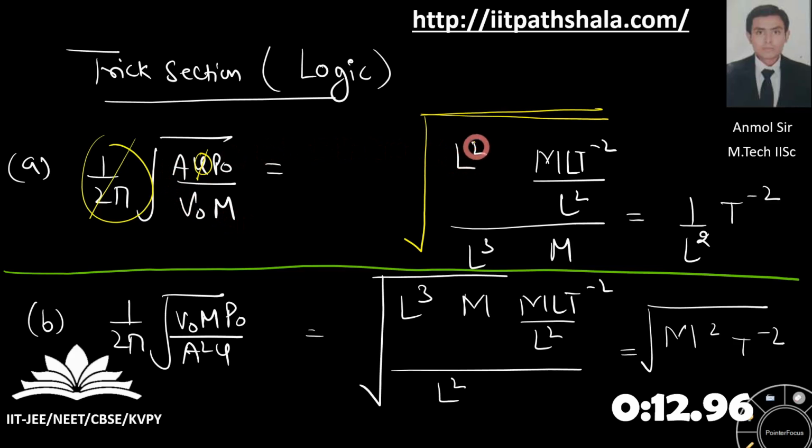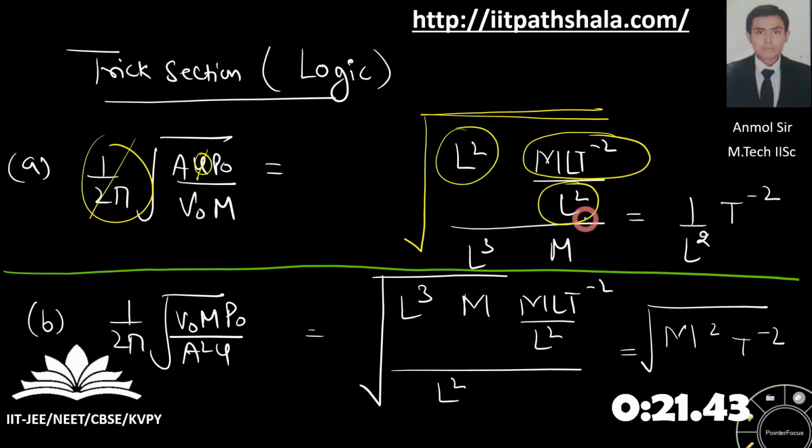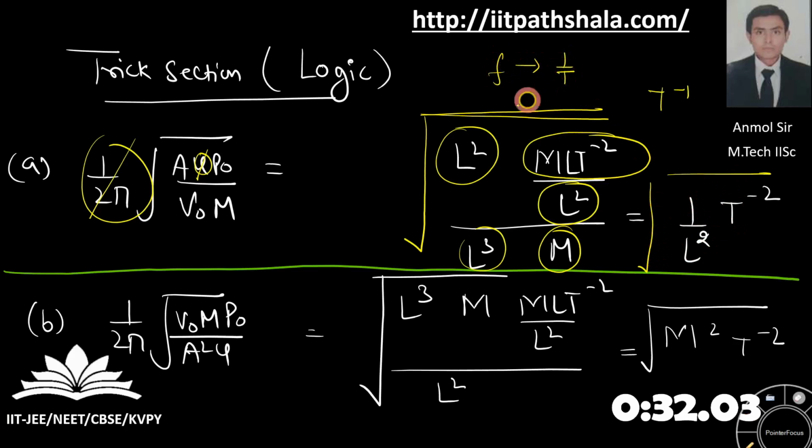Replace them by the equivalent dimensions. A is replaced by L square. P is nothing but force upon area. So force is having a dimension MLT^-2 upon L square. Volume is having a dimension of L cube. Mass is having a dimension of M over here. You'll be left with this expression over here. Is this the dimension of frequency, which is having a dimension of 1 by T? No. So this is not my option.